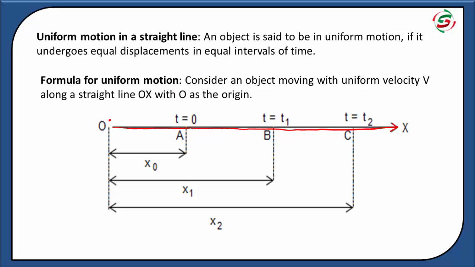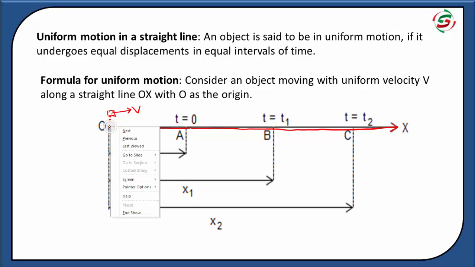An object is said to be in uniform motion if it undergoes equal displacements in equal intervals of time. Now consider this object situated at this point. This object moves with the uniform velocity v along the straight line OX, with O as the origin.